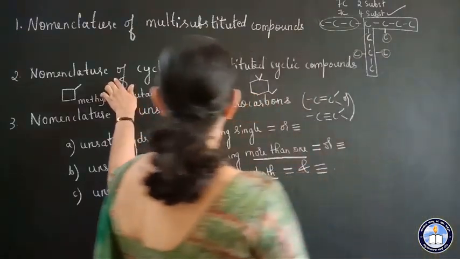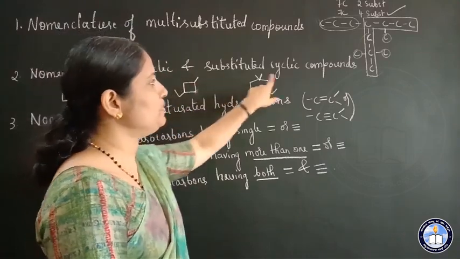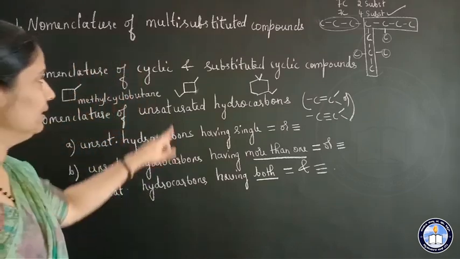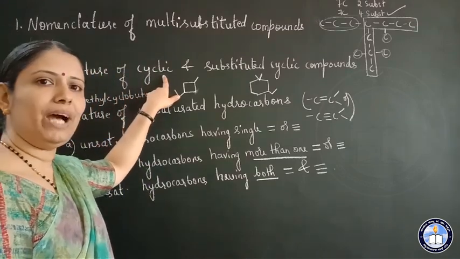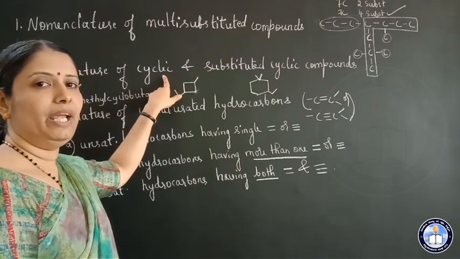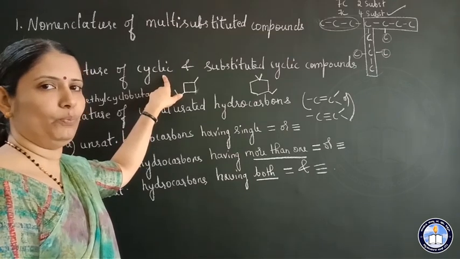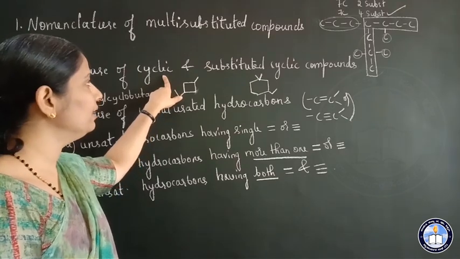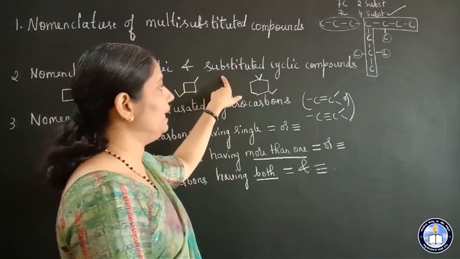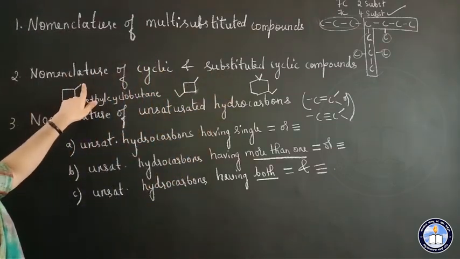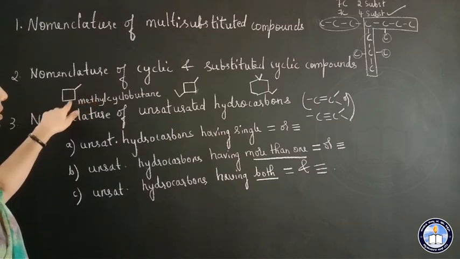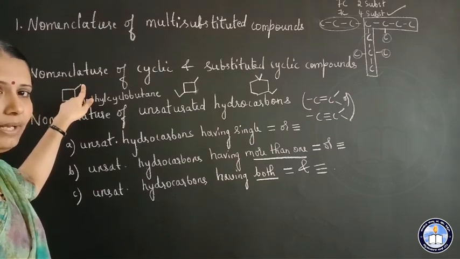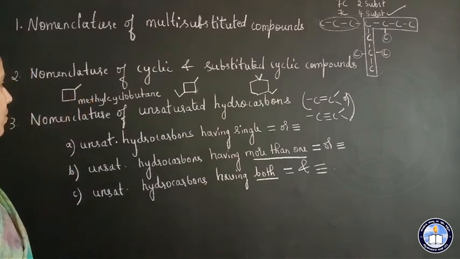Next we studied nomenclature of cyclic and substituted cyclic compounds. Right? So cyclic compounds, how are they named? They are named with the prefix cyclo. Cycloalkanes. So continuously you have to write. And substituted cyclic compounds, which has got the substituent. A cyclic compound which has got the substituents is called a substituted cyclic compound.